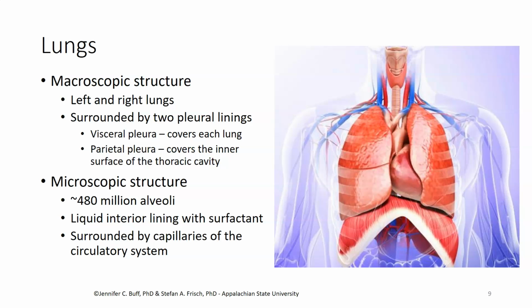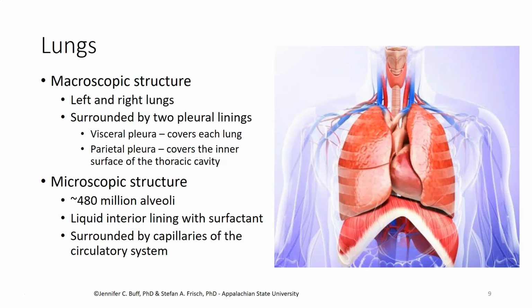The lungs themselves can be looked at a couple of different ways. Their larger or macroscopic structure is two lungs, one on the left and one on the right. The left lung is smaller than the right lung because of the position of the heart on the left side of the thorax. These lungs are surrounded by two pleural linings. The visceral pleura is a wrapping around each lung. The parietal pleura is a cover on the inner surface of the thoracic cavity.